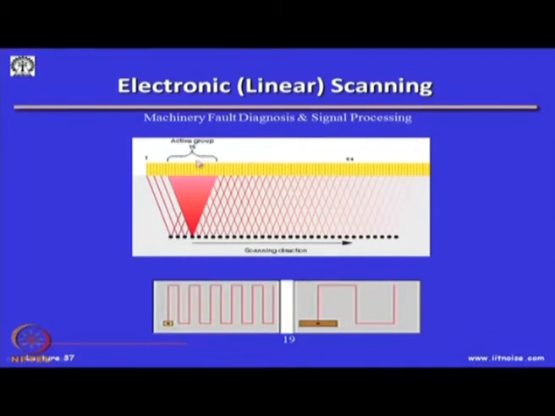Another is this linear scanning. This is what I was talking about. There are certain active groups, like the 64 element probes, and then you can scan them, and the scanning method could be like this. So, the entire surface can be scanned, and you can get the intensity of these waves. Wherever there is a defect, intensity is going to change. So, you can get an image, a C scan of the ultrasonic test, and this is how it can be done.